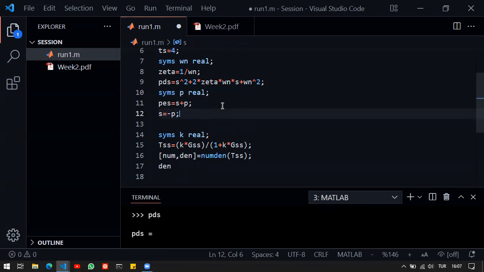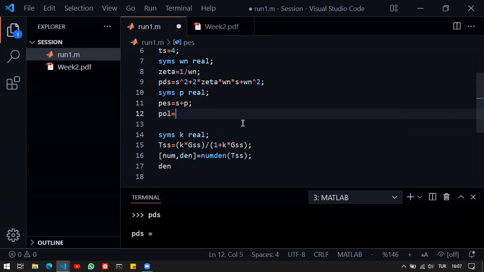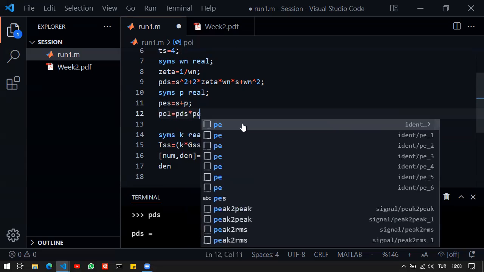Since this is a third order system, that's manageable. But if I have higher order systems, there will be more poles. And all of them should be on the left half plane if I'm trying to design a feedback loop, because it should be stable, and then the transients should be defined by whatever requirements I have. So therefore, this needs a little bit of attention, but my ideal polynomial, or my polynomial that I want to achieve here, is basically PDS times PES.